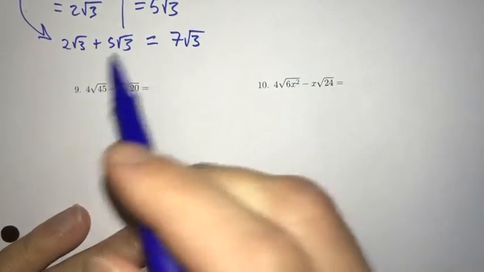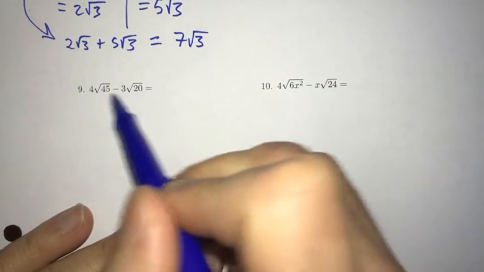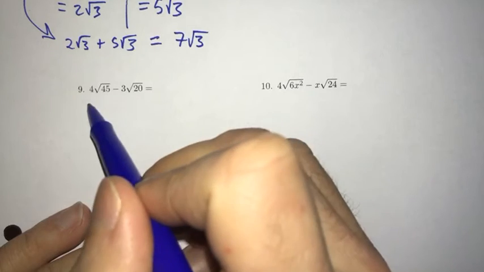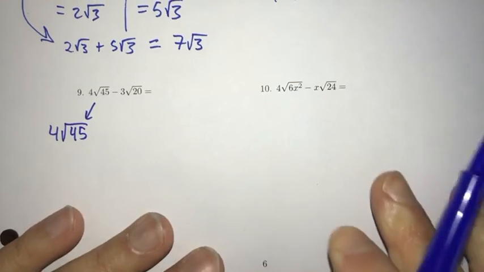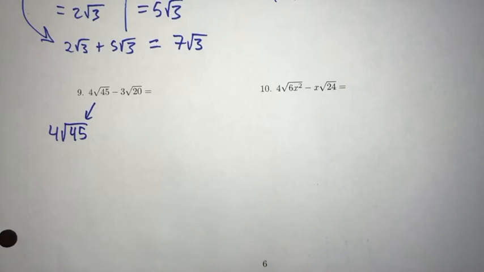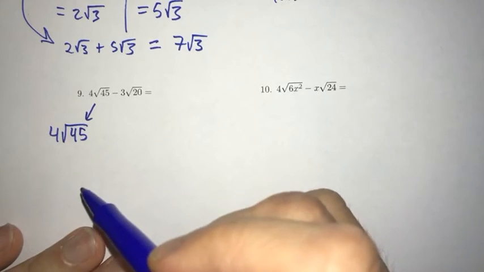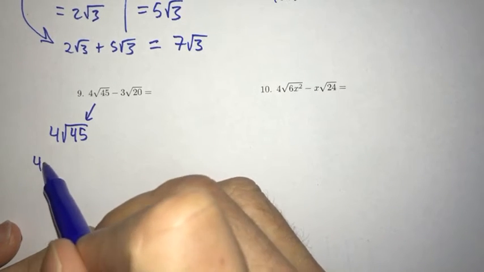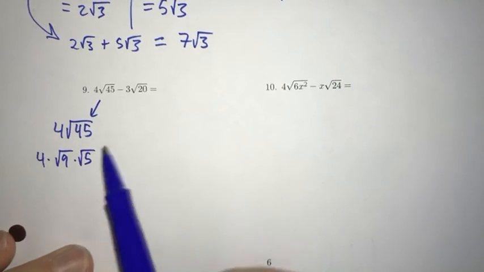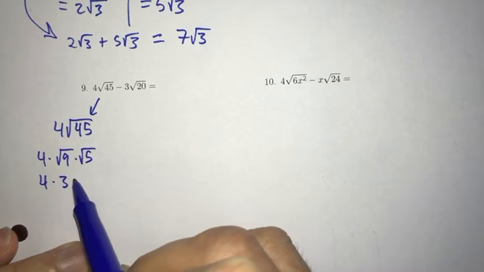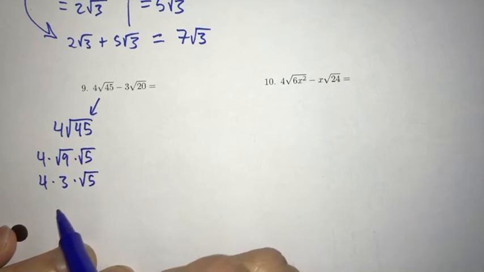A couple more here. Of course, again, different number in the root. But let me see. I'm going to take this one over to the side. Square root of 45, that is a little bit big. What can I break it into? How about 9 and 5? Square root of 9 is 3. 4 times 3 is 12.